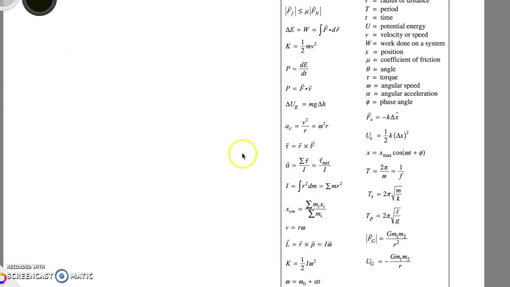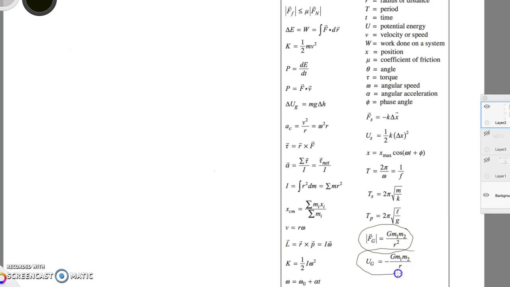Okay, so now we're going to start talking about gravitation and Kepler's laws. To get started, let's go over our formula sheet and talk about some important formulas. First of all, this is our formula for the gravitational force on something. Here we have our formula for gravitational potential energy.